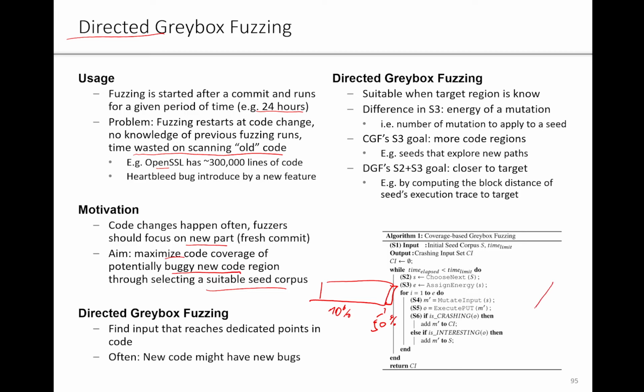Again, think of it as a kind of tree structure, and let's say this is the part where your new code is. So you want to quickly focus your fuzzing on that area. You want to direct the gray box fuzzing into the new areas, find input that reaches dedicated points in code, because the new code has the bugs.